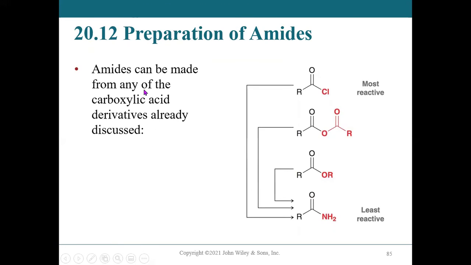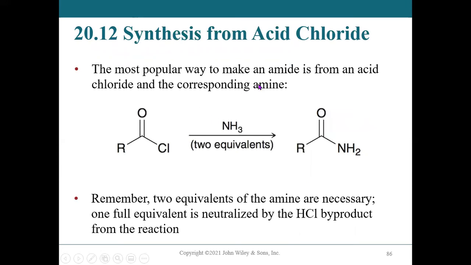Amide can be made from any of the carboxylic acid derivatives already discussed. So amide is the least reactive derivative. We can make that from acid chloride, acid anhydride, or ester. So here is the diagram. The most popular way to make an amide is from an acid chloride and the corresponding amine. We need two equivalents of amine. Remember, two equivalents of the amine are necessary: one full equivalent is used to neutralize the HCl byproduct from the reaction. The other one is used to add onto the acid chloride.